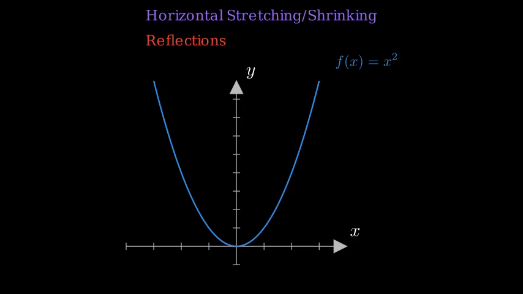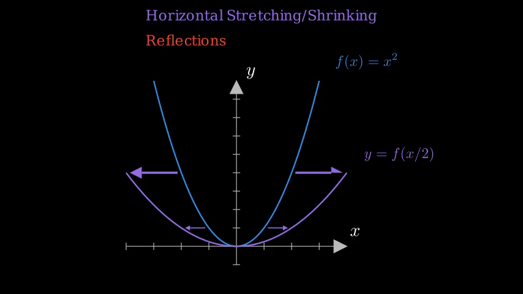Conversely, when we replace x with a times x, where a is between 0 and 1, we get a horizontal stretch. For instance, y equals f of (x divided by 2) stretches the graph horizontally by a factor of 2, pulling it away from the y-axis. The point rule is replace (x, y) with (2x, y).